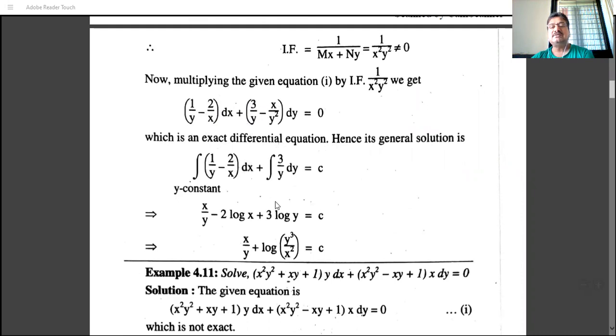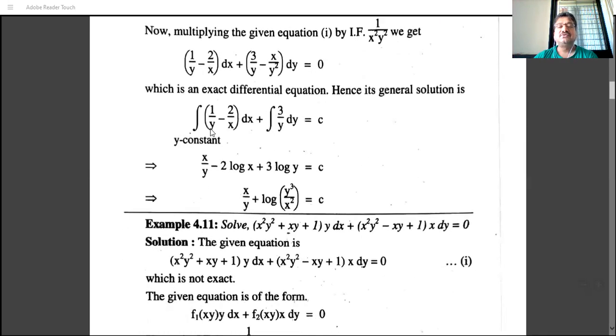But this 3 by y is independent of x, so take that 3 by y. But minus x by y square is the term that depends on x, so don't take that term, delete it. So the terms in n independent of x is 3 by y. So 3 by y dy is equal to c, the constant of integration. Now we have to integrate with respect to x and treat y as constant. While integrating with respect to x, treat y as a constant.